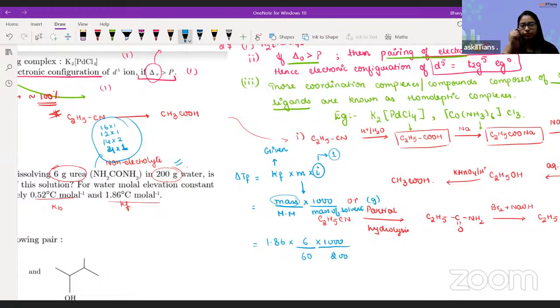All right. So by this way, I can just get the delta Tf value. And then to get the freezing point, it will be 0 degrees minus the delta Tf. And I'll get the freezing point.